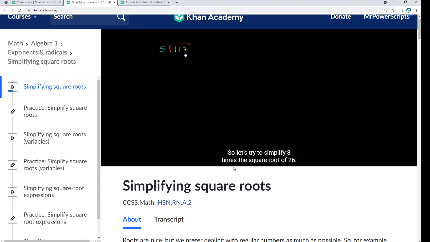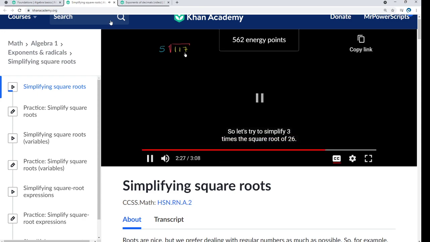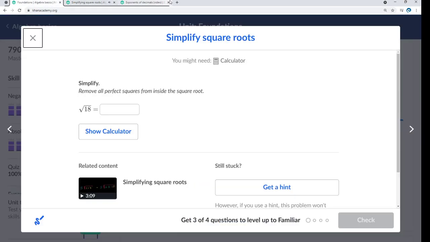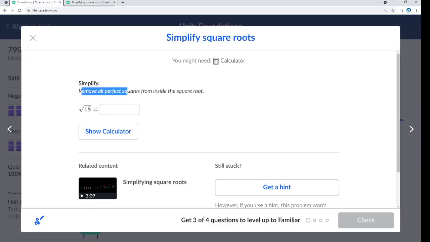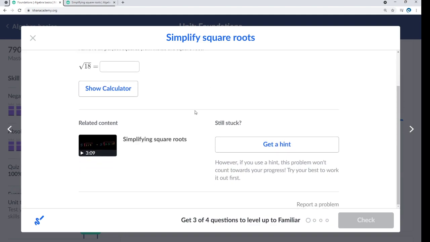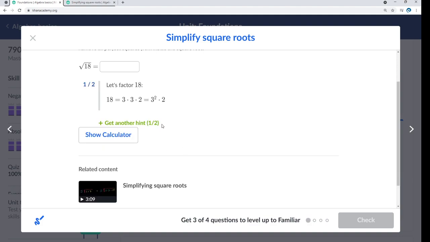Maybe this will help, because it does not look like what I was given here. Remove all perfect squares from inside the square root. What does that even mean? I'm gonna have to use a hint. Oh, I don't want to use a hint.